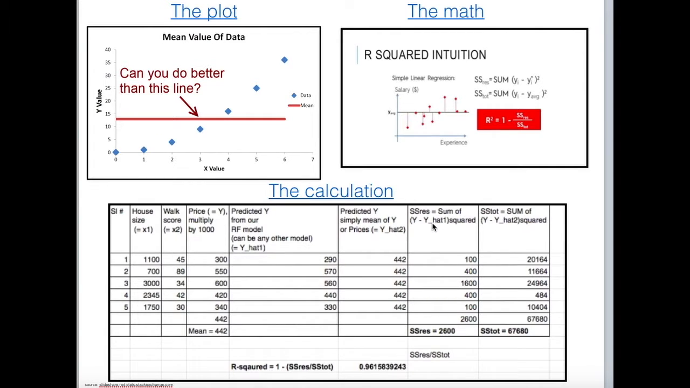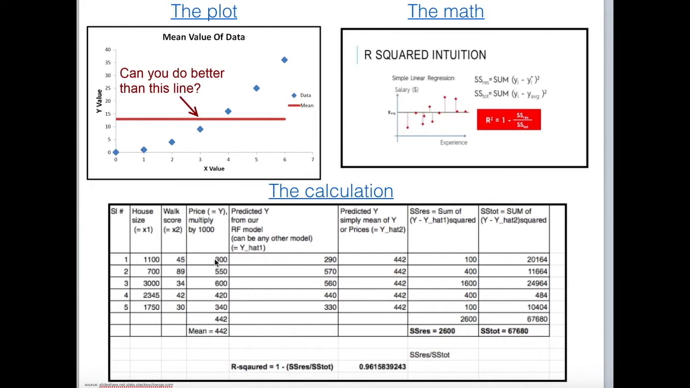Okay. So let's think about calculating SSRes. SSRes is the sum of y minus y hat 1 squared, right? So this is y, 300, minus y hat 1, which is 290. So 300 minus 290 is 10, and 10 squared is 100. That's what you see here. And you do the same thing for all these rows. Then you calculate the sum, which is equal to SSRes, which is 2600. So SSRes equals 2600.